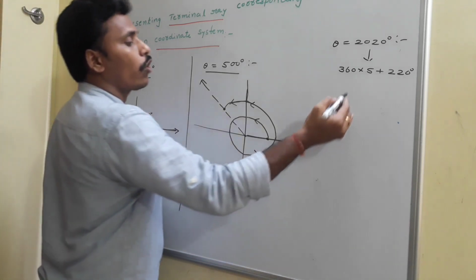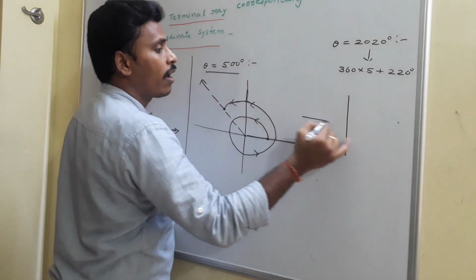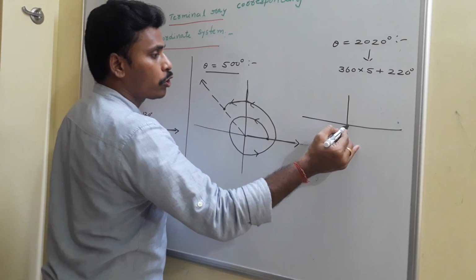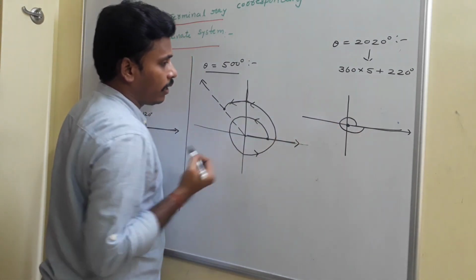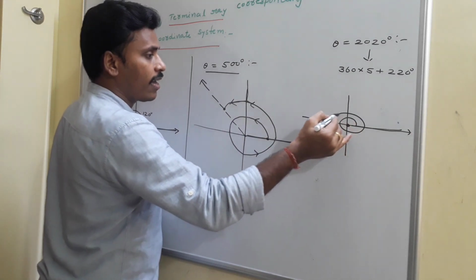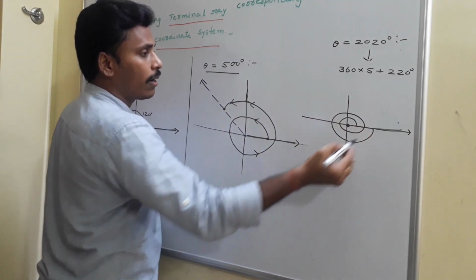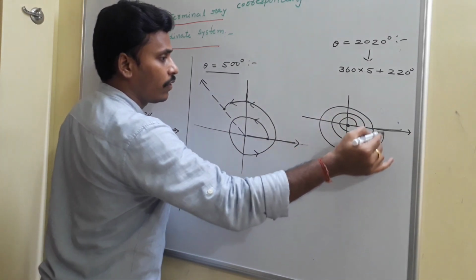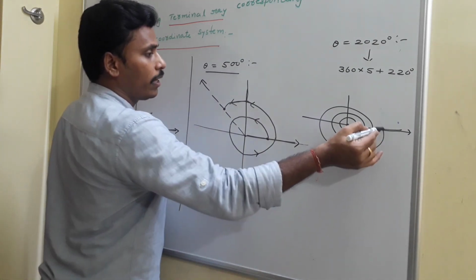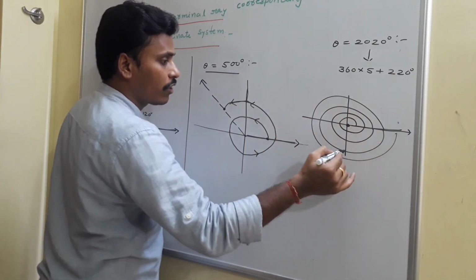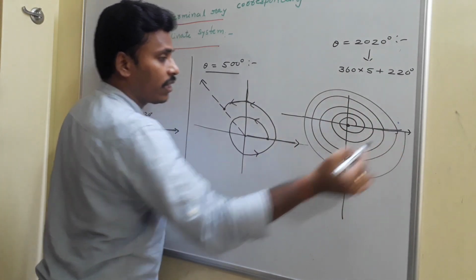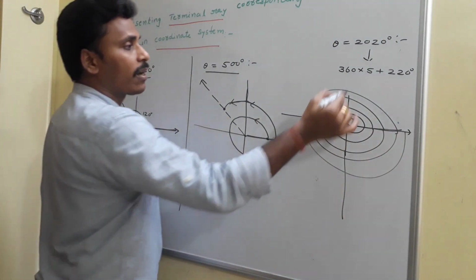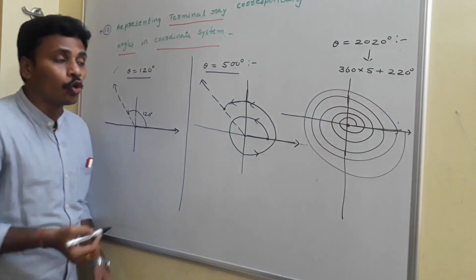So now you need to rotate. How many times do you need to rotate? Five times. See, this is the positive direction of the x-axis. Rotate it. One rotation completed, 360 over. Then another rotation, 720 completed. Another rotation, three 360s, 1080 completed. Another rotation, four 360s, 1440 completed. Another rotation, five 360s, 1800 degrees completed. But we need to represent 220.